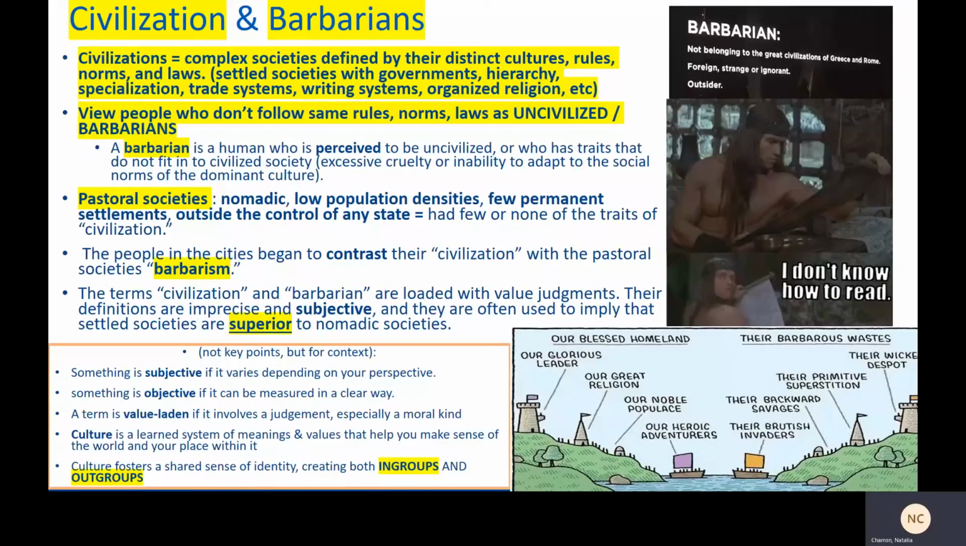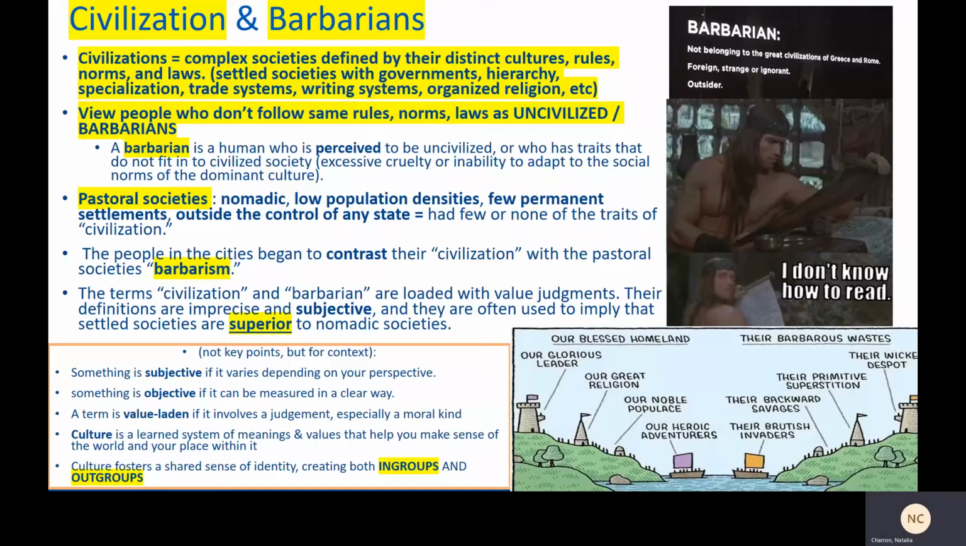Next, a really interesting concept. You definitely learned about this last year, but we're going to go over it again because these two things tend to change in terms of how they're defined: civilization and barbarians. First, civilizations are complex societies defined by distinct cultures, rules, norms, and laws. There are lots of different definitions for a civilization. It's a controversial term. You can know them by a combination of traits, right? They're settled societies that get their food from farming, with governments, hierarchy, specialization, trade systems, writing systems, organized religion, and so forth.